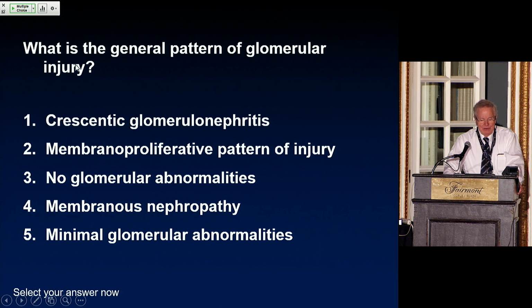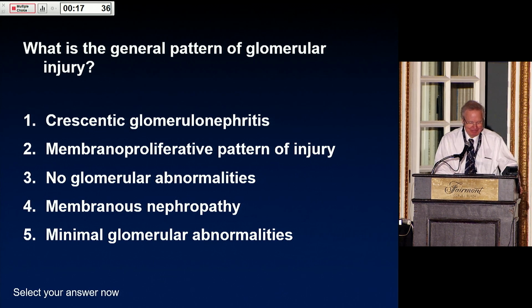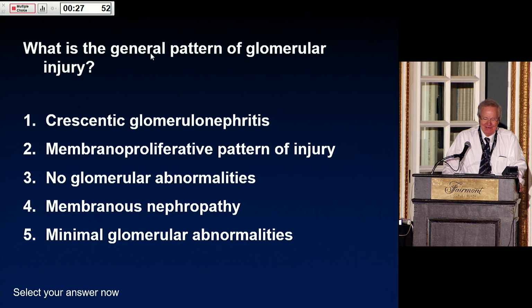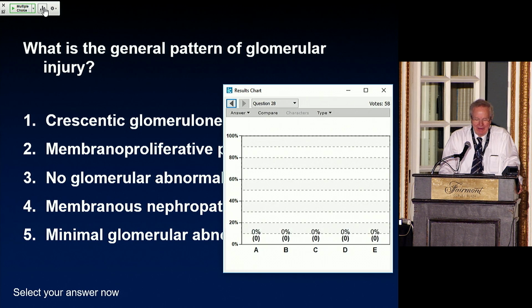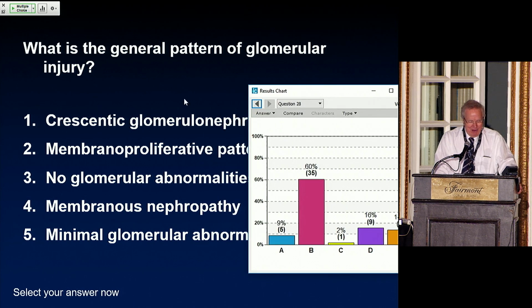And now you need to decide what this patient has in terms of the pattern of glomerular injury. So crescentic lesion, a membranoproliferative pattern, no glomerular abnormalities, membranous, or minimal glomerular abnormalities. Remember, the title of this session is Challenging Cases, okay? Okay, let's see what you think. Okay, membranoproliferative pattern is favored by most of you, and yes, I would probably agree to that.